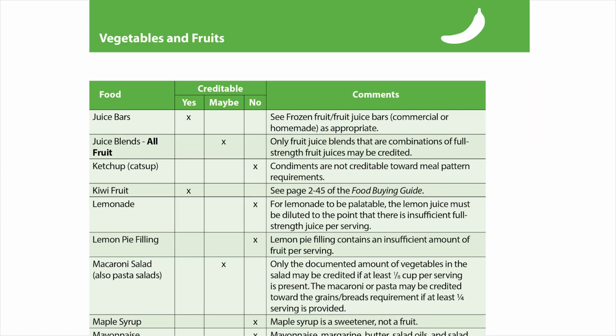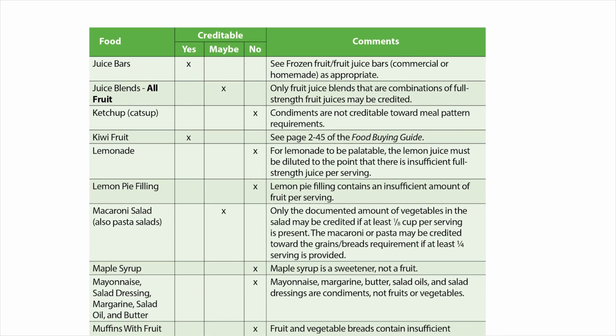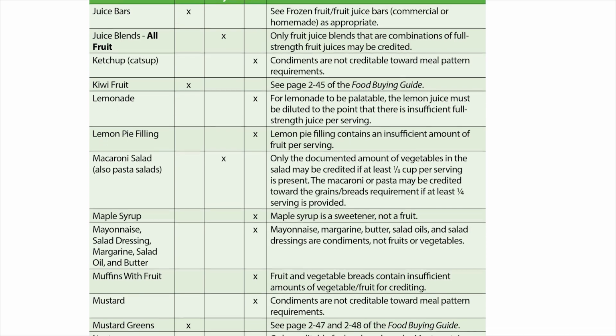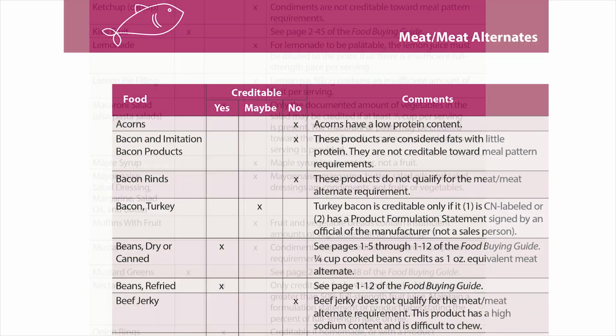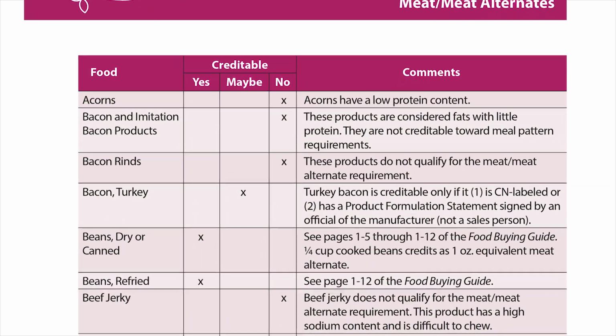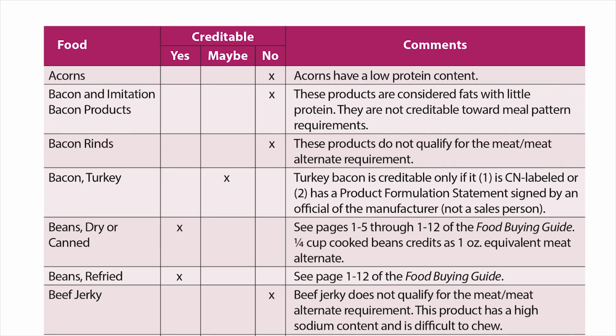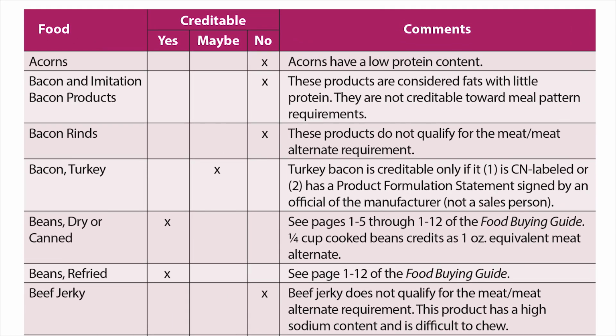The USDA Crediting Handbook is a great tool that helps you identify the different components and what is creditable and what is not. The Crediting Handbook lists out different food items and determines if they are creditable. Often there are updates to the handbook, so it is important you use the most current version on the United States Department of Agriculture webpage.